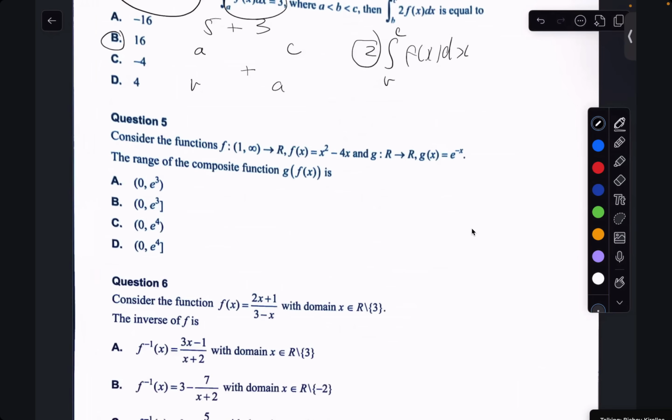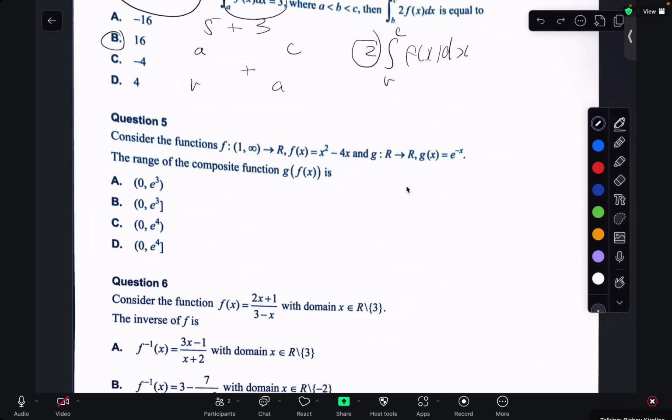So the range of the composite function, we need to make sure that the range of the inside, which is whatever, is a subset or equal to the domain of the outside. The domain of the outside is R, so it doesn't matter what the range of the inside is, because no matter what it is, it will be a subset or equal to the domain of R. So that means the domain of F is the domain of the whole thing, and we want to know the range of this for that domain.